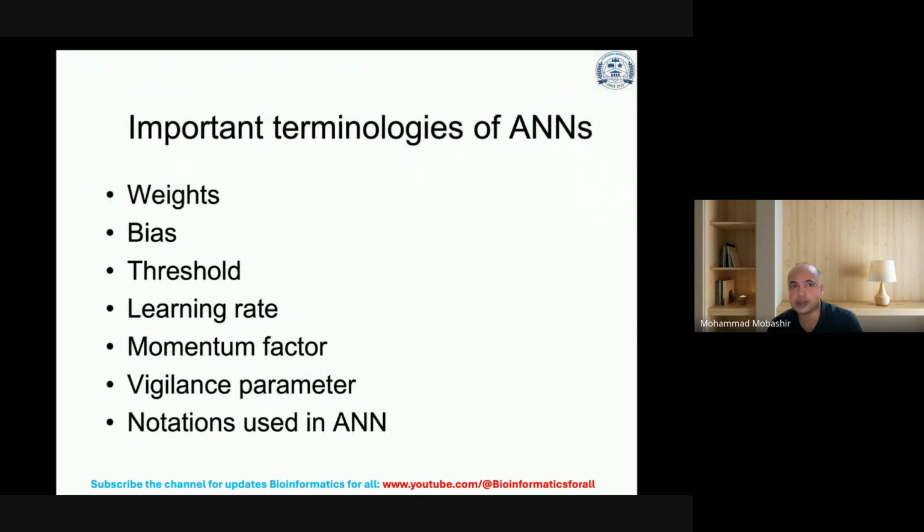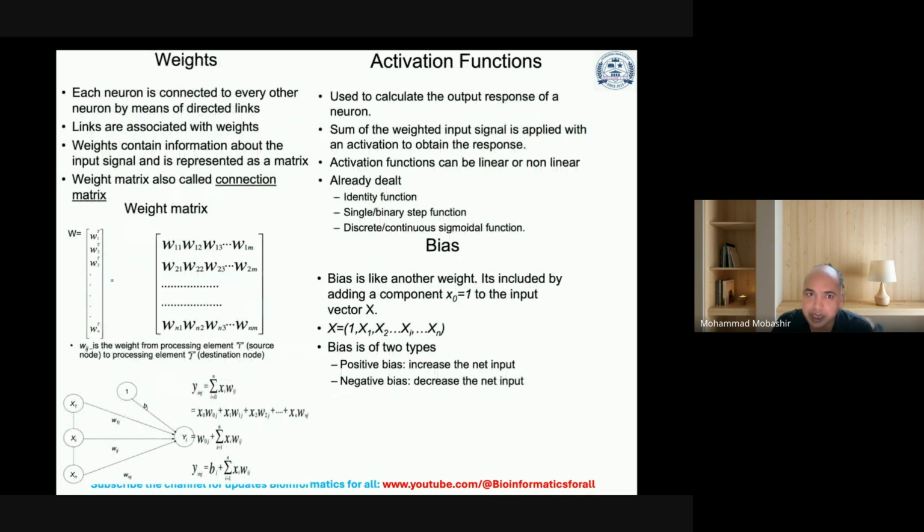of the input patterns. Now, the important terminologies which you need to know in ANNs are weights, bias, threshold, learning rate, momentum factor, vigilance parameter, and notations used in ANN. Weights: each neuron is connected to every other neuron by means of directed links. Links are associated with weights. So weights contain information about the input signal and are represented as a matrix. The weight matrix is called the connection matrix, and this can be seen here.